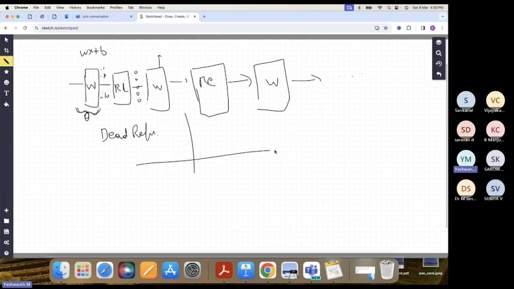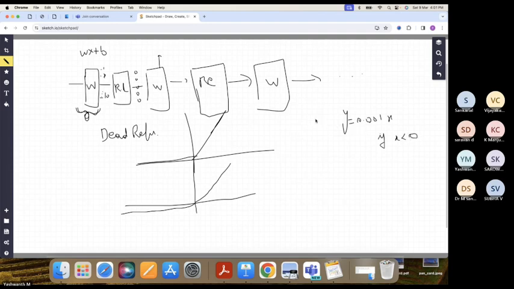One simple solution: this is ReLU, right? This is zero, and for negative it is zero, and for positive it passes the same input as output. So one typical solution is to have a leaky ReLU. That is something like this, a very small output when input is negative. So that is y equal to, you can say, 0.0001 times x if x is negative. That's one of the solutions.